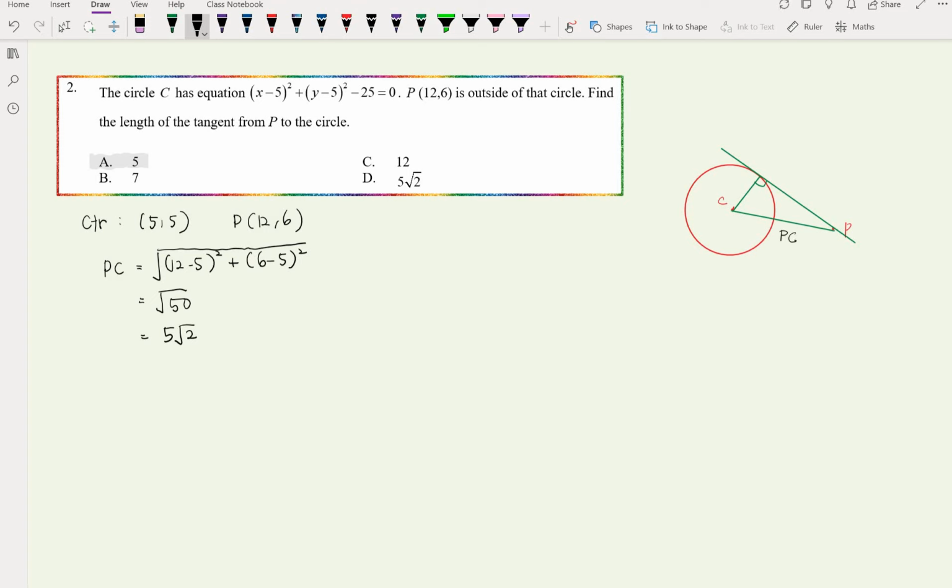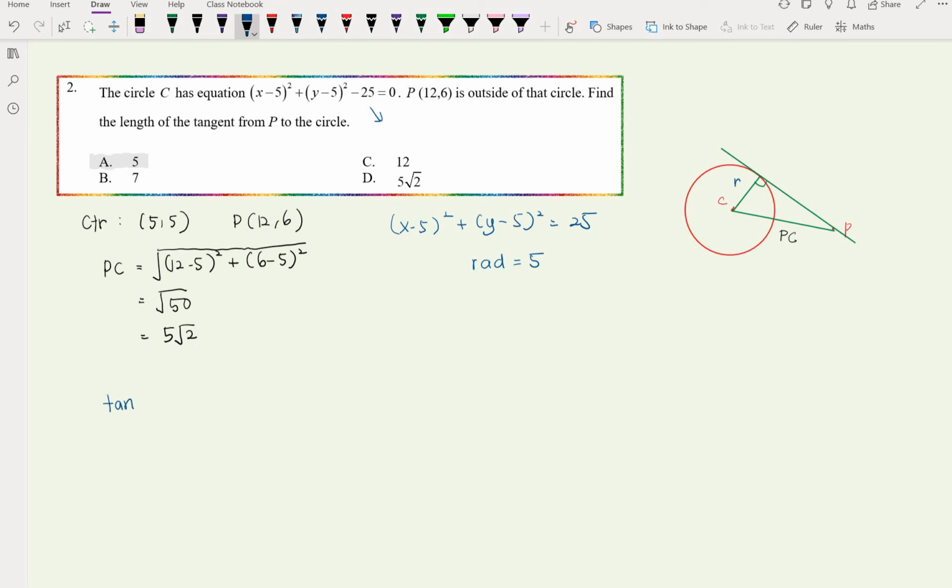Okay, next I need to find my radius. Yang mana radius is going to come from my equation of circle. Yang mana you can rearrange this one menjadi x minus 5 square plus y minus 5 square is equal to 25. So dari sini saya tahu my radius is going to be equal to 5 unit. So dah dapat distance radius. Di sini R is equal to 5. Can we find length of tangent?